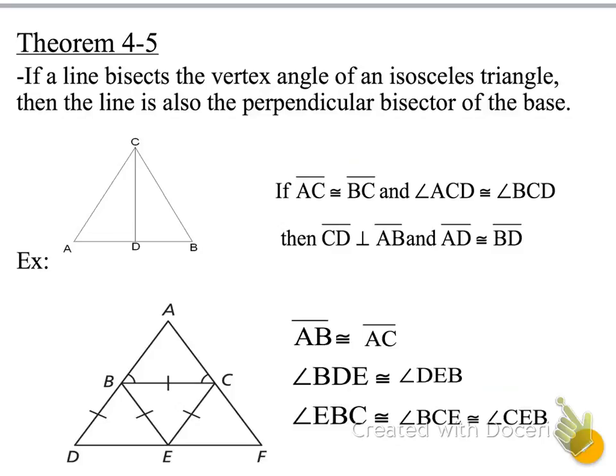Okay? If a line bisects the vertex angle of an isosceles triangle, then the line is also the perpendicular bisector of the base. So basically, it creates this perpendicular line. And if it's an angle bisector, it creates these two tiny congruent angles right here. And you can make lots of them in a triangle, as you can see down here.